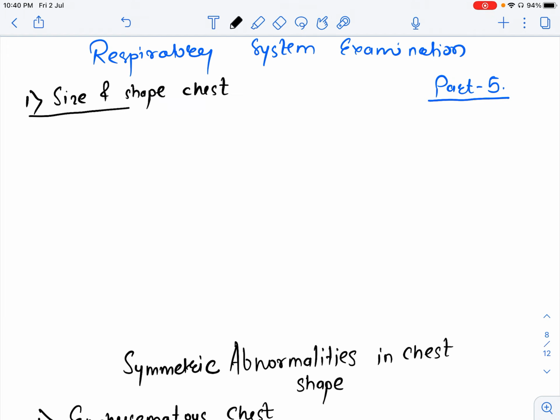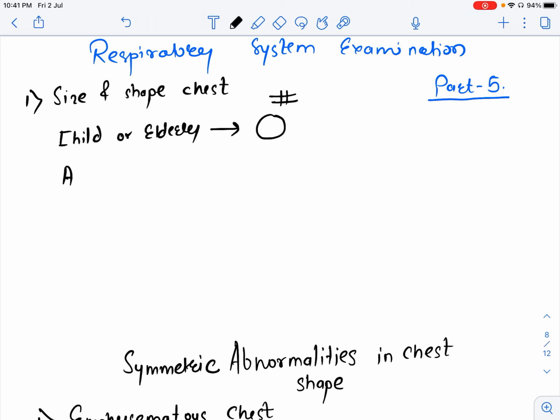Before going to the abnormalities, we must know the normal type. What is a normal chest? The normal chest differs depending on your age. If it's a child or an elderly person, then roughly the transverse section is circular. But if the patient is an adult, then the shape is elliptical.